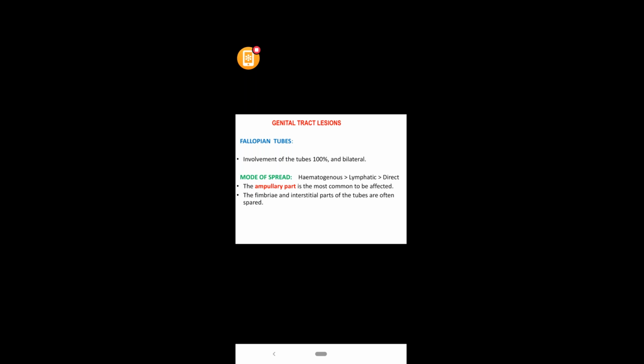The most common mode of spread is hematogenous, that is through blood, followed by lymphatics, and then direct spread. The most common part of the fallopian tube to get infected is the ampullary part. Generally, the fimbrial and interstitial parts are spared.